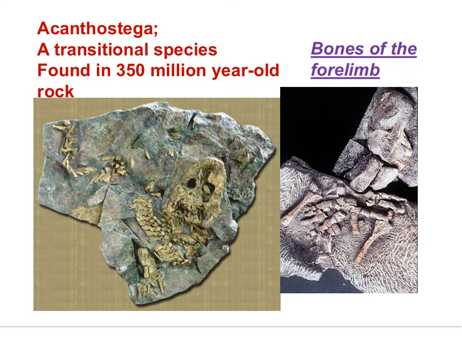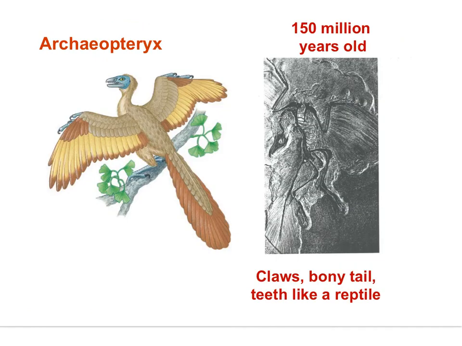Acanthostega represents a transitional species in that its limb was no longer used to swim in the water column, but instead used to move about on a surface, serving as a transition to terrestrial forms, land-based forms. In a different example of what might be called a transition species, we see an Archaeopteryx here, both a drawing on the left and a photograph of the fossil on the right.